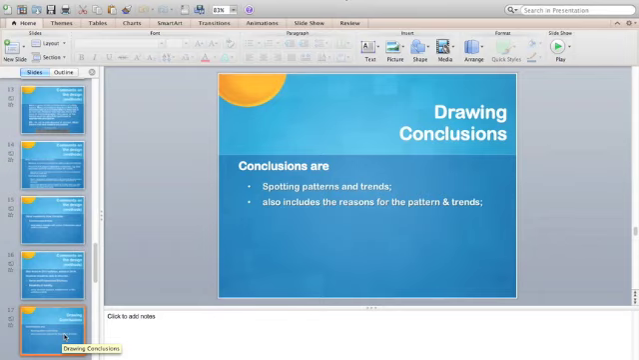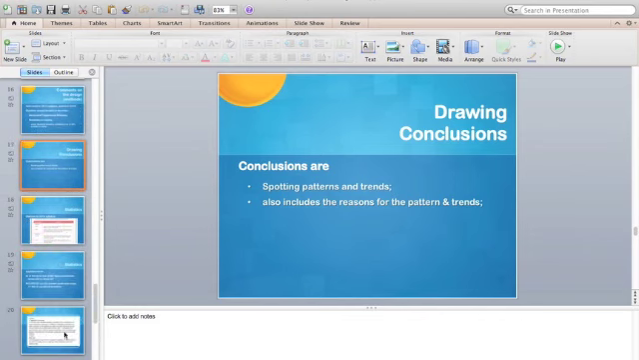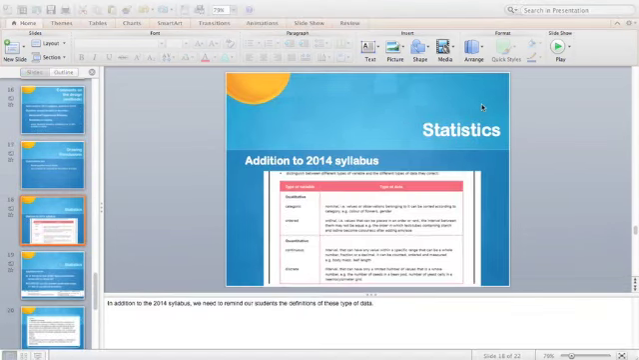Conclusions are drawn based on spotting patterns and trends, and also include the reason for the patterns and trends that they have described. So a conclusion involves both, as Christine said. In addition to the 2014 syllabus, in view of the statistics, I think we need to again remind our students and emphasize to them the definitions of this type of data. This was added to the syllabus.